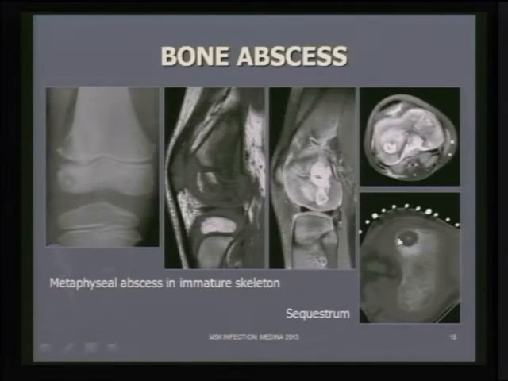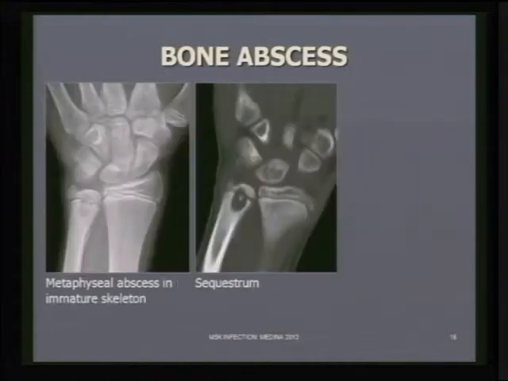And this is another example of bone abscess, this time in a young child. And just to emphasize that point again, here a distal ulnar bone abscess, adjacent to the metaphysis, crossing into the epiphysis, nicely demonstrated on the CT, and again showing sequestrum formation.